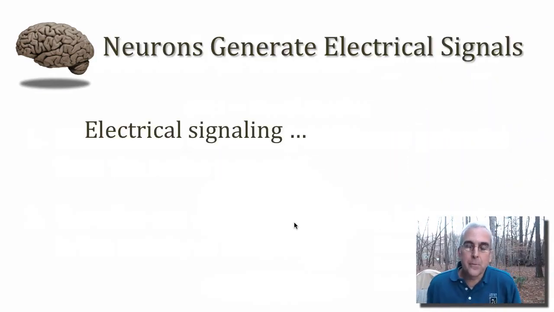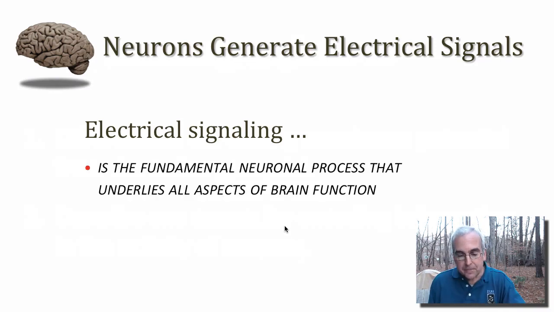Well, perhaps the most important thing I'll have to say to you today is that electrical signaling is the fundamental neuronal process that underlies all aspects of brain function. So if we want to understand how the brain does its job of processing information, then we need to know about the basis of electrical signaling.